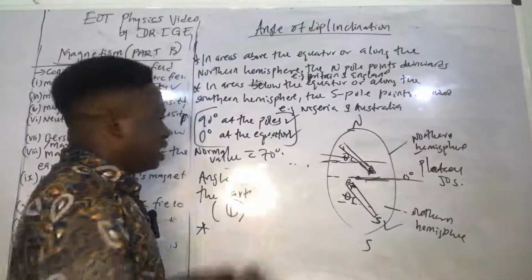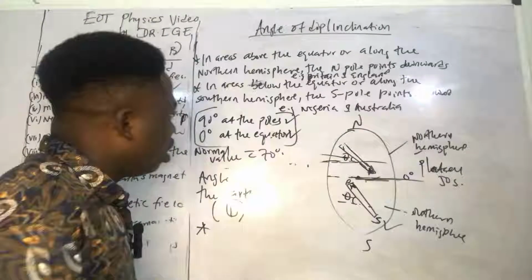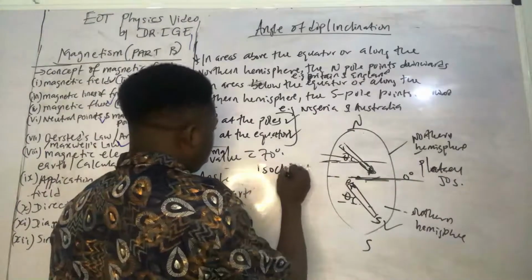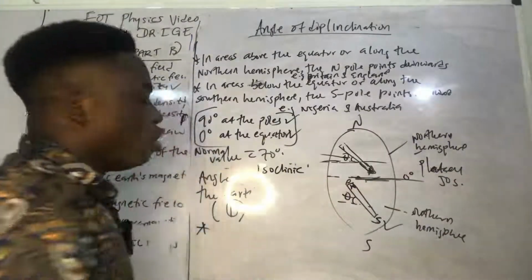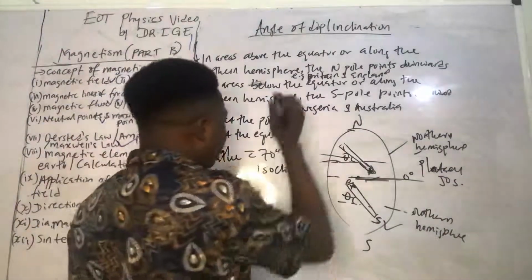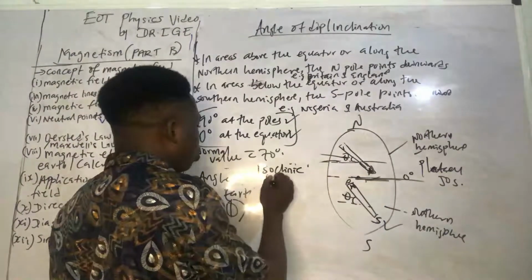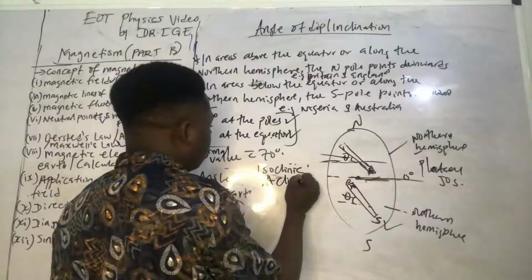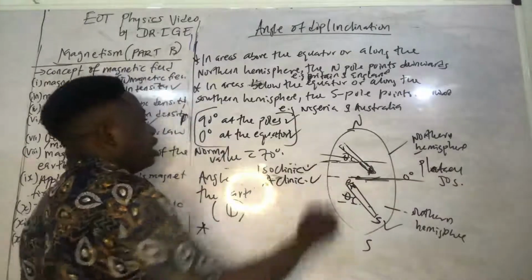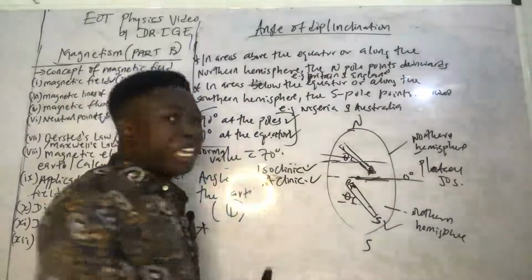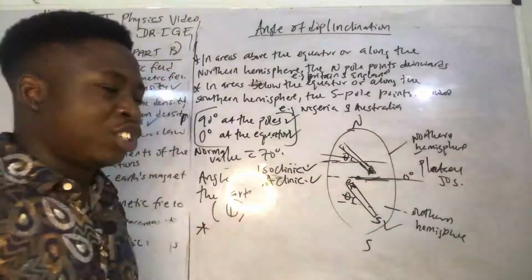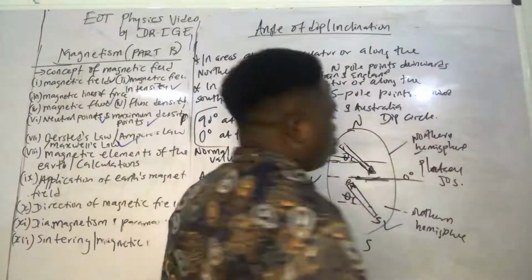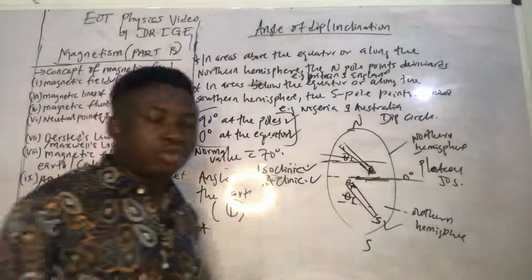And also please take note that lines of equal angle of dip are said to be isoclinic. Write it somewhere. Lines of equal angle of dip are said to be isoclinic, while lines of 0 angle of dip are said to be aclinic. Sorry, agonic is for angle of declination. Please take note, the angle of dip is measured using an instrument called the dip circle.